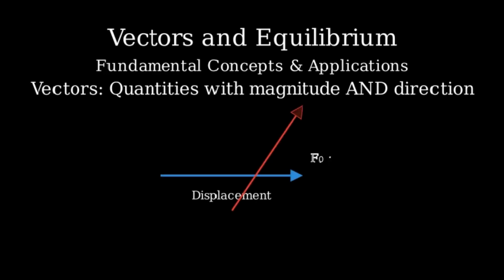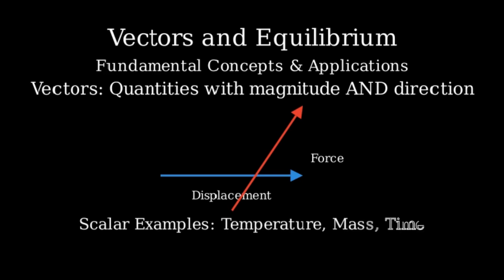Examples of vector quantities include velocity, acceleration, force, and displacement. In contrast, scalar quantities like temperature, mass, and time have only magnitude. How do we represent vectors? Vectors are commonly denoted with bold letters or with an arrow on top. In this video, we'll use an arrow above the letter.